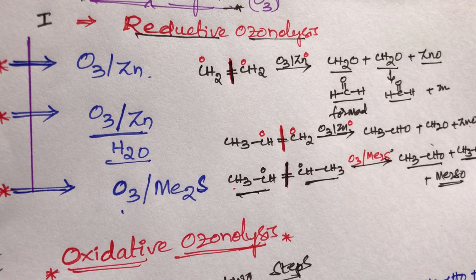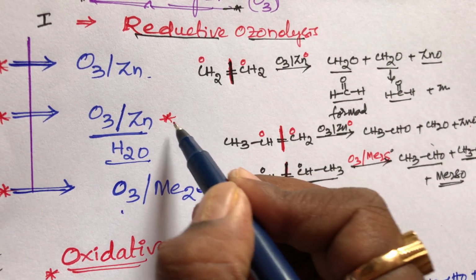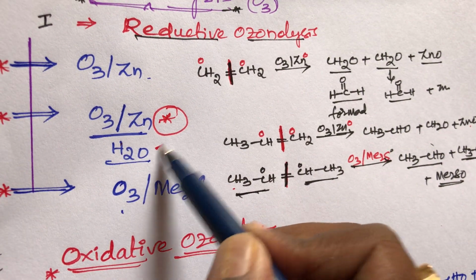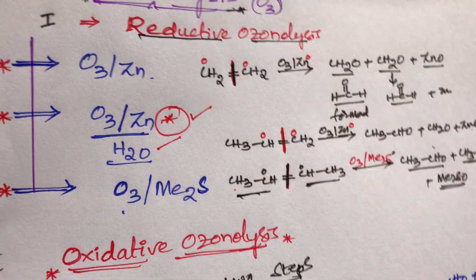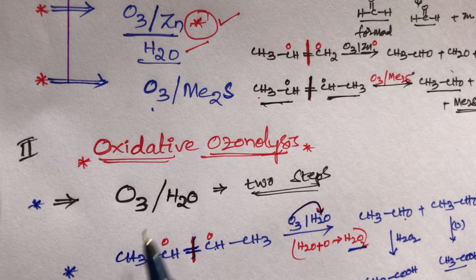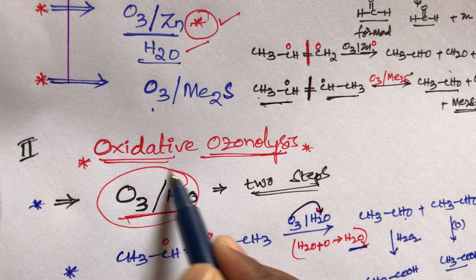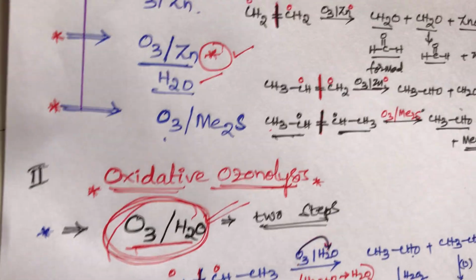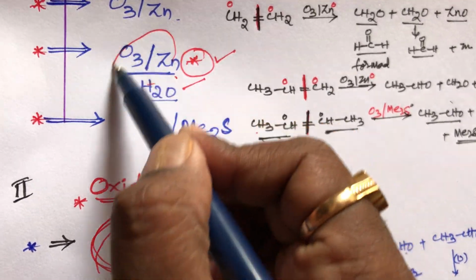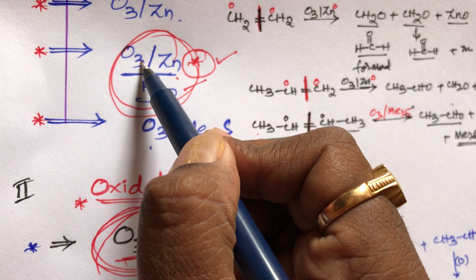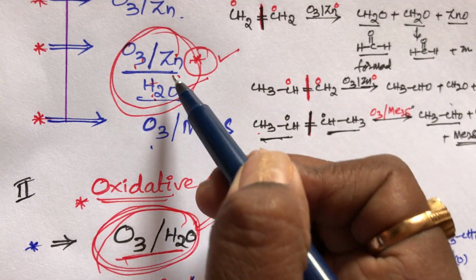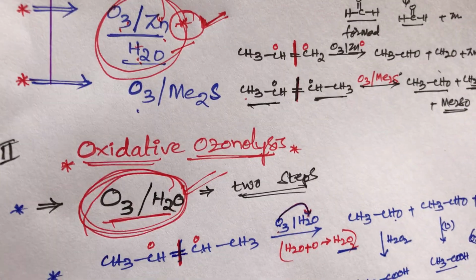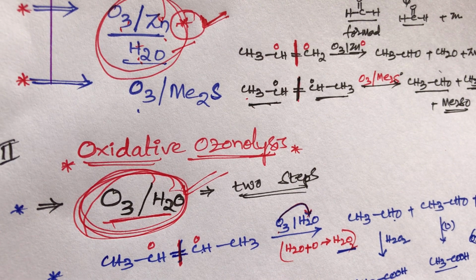And one more thing, students, you remember O3 by Zn in the presence of water is there. Don't confuse. O3 by Zn in the presence of water belongs to reductive ozonolysis. And one more thing, if O3 by water is there, only pure water, it belongs to oxidative ozonolysis. If O3 by water in the presence of zinc, three reagents, O3, H2O and zinc, it belongs to reductive ozonolysis. But in oxidative ozonolysis, it is pure water, O3 by water. This is the simple trick, students.